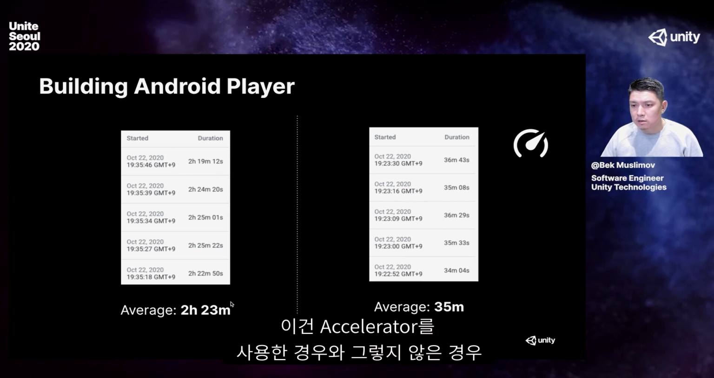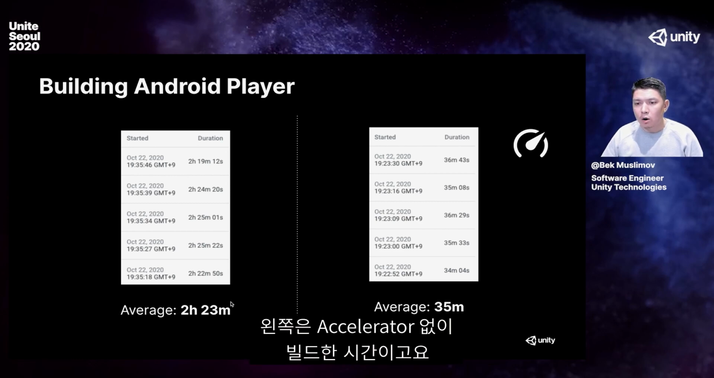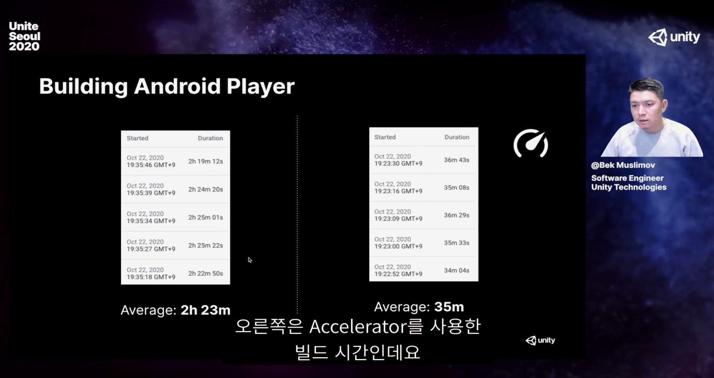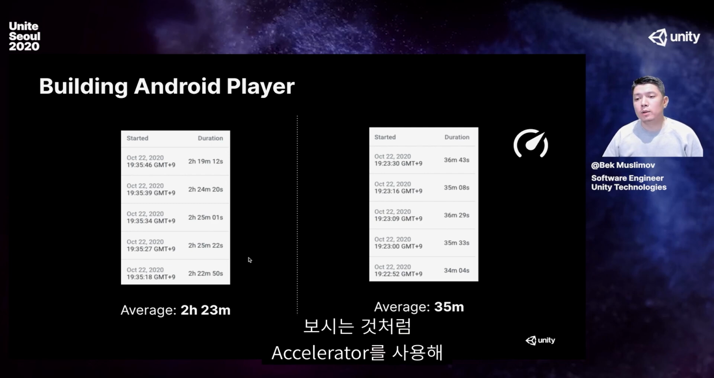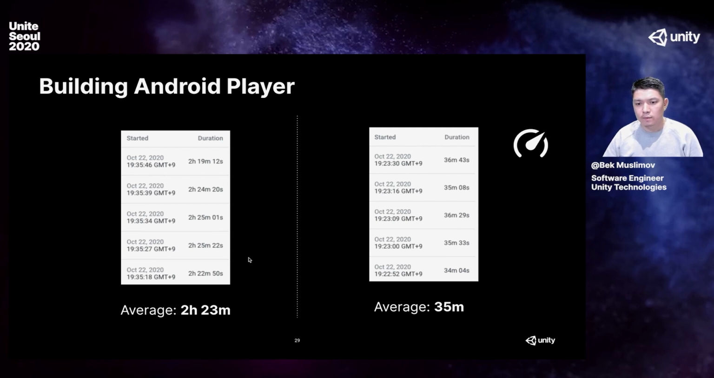This page compares the time taken for building the M2 Android player with and without using the Accelerator. On the left is the build time without the Accelerator, which is 2 hours and 23 minutes on average. On the right is the build time with the Accelerator, which is 35 minutes on average. As you can see, we were able to reduce the import and build time of the M2 project significantly by using the Accelerator.